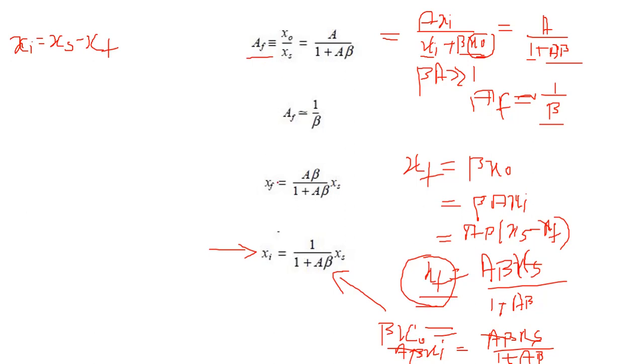With this we have seen the equations for the feedback amplifier gain AF, then the feedback signal Xf, and the input signal Xi.